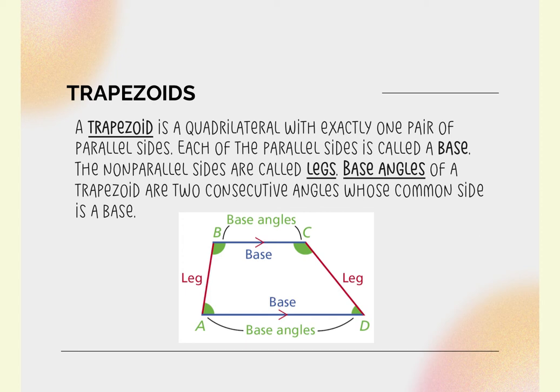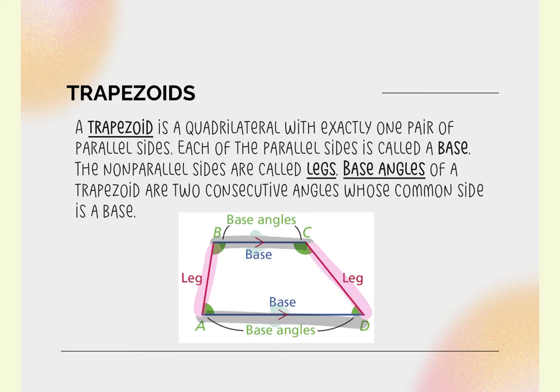Each of the parallel sides is called the base, and the non-parallel sides are called the legs. So in the diagram that's shown, you've got your parallel marks with your little arrows. So the top and bottom side on this one are the bases. They are not always top and bottom, but they are the parallel ones. And then the non-parallel ones are called the legs.